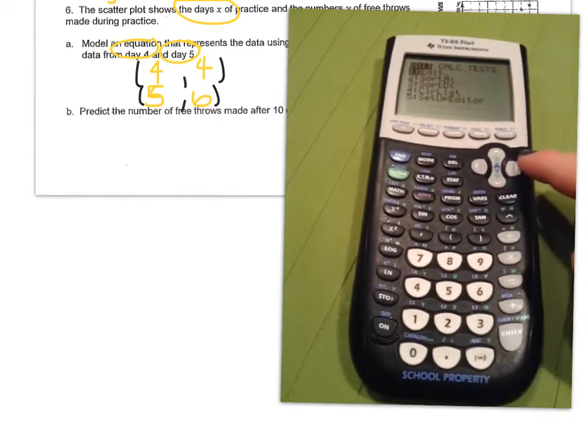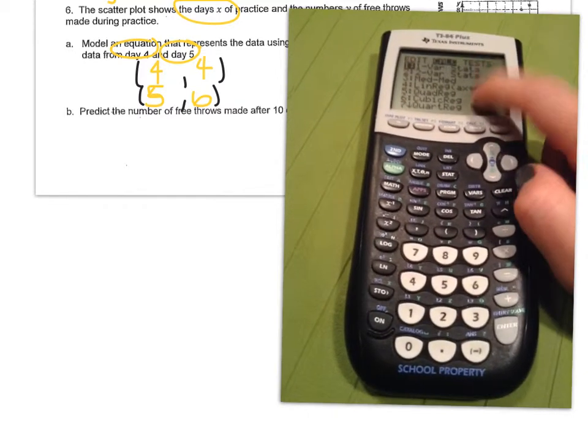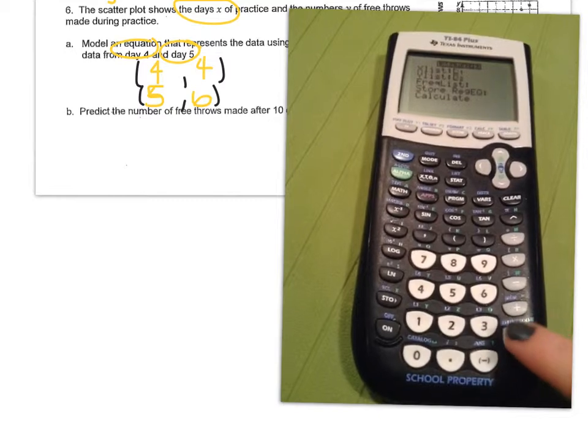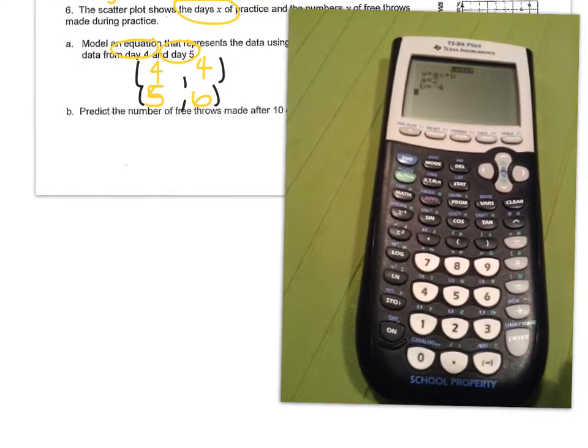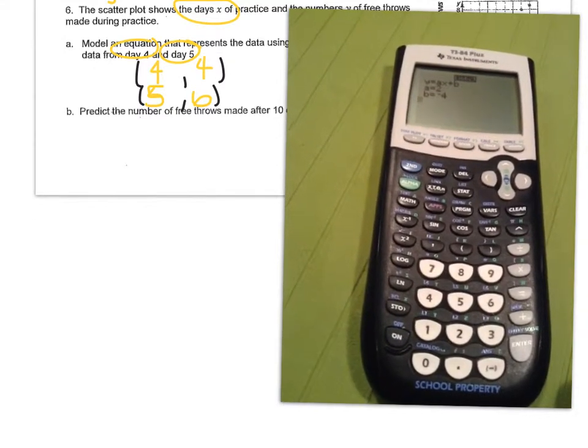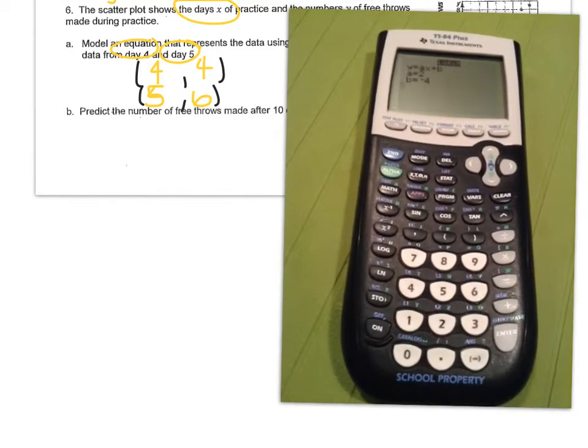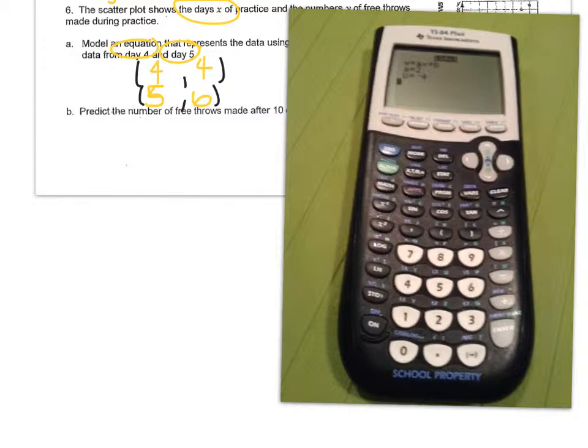I'm going to go back to stat, over to calculator at the top, and again I want to choose number 4 because we know this is linear regression. Hit enter a bunch of times, and I get y equals, it says ax plus b, and a is 2 and b is negative 4. So this tells me that my equation is going to be y equals 2x minus 4.